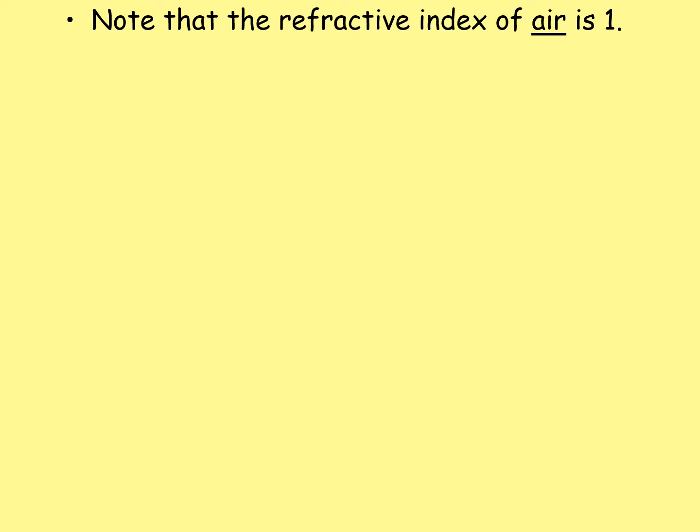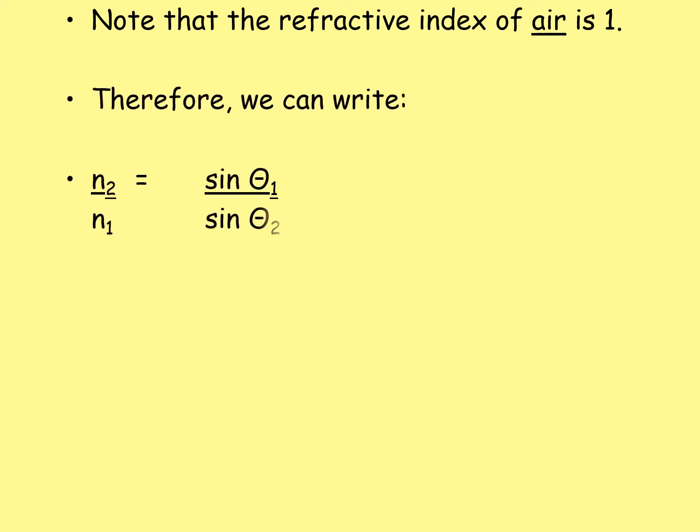Note that the refractive index of air is 1. And therefore we can write the relationship of the ratio of the sines of the angles of incidence, the sine of the angle of refraction, as a ratio of the refractive indices. That is, n2 over n1 is equal to sine theta 1 over sine theta 2.